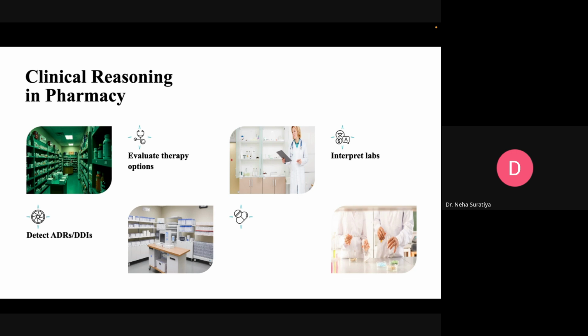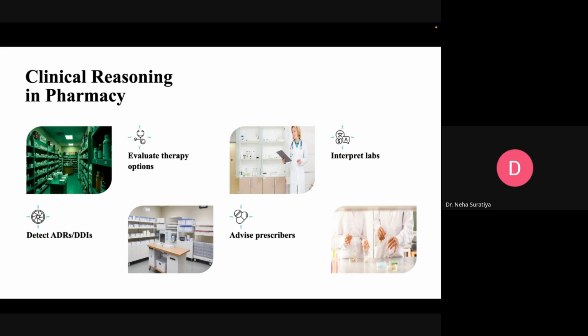What are the platforms available to check ADRs? Always identify side effects, interactions, and medication-related problems as early as possible. That is also clinical reasoning. Then advise prescribers, using evidence and judgment to give clear, logical, and safe recommendations.